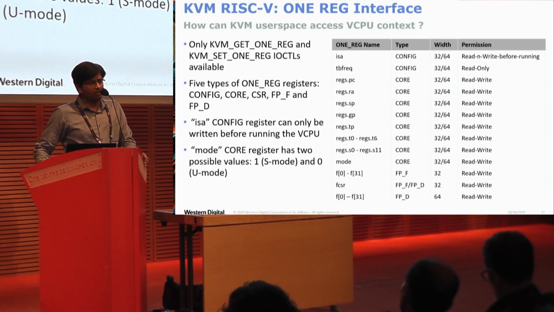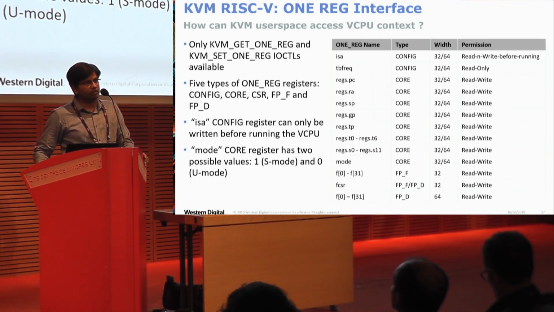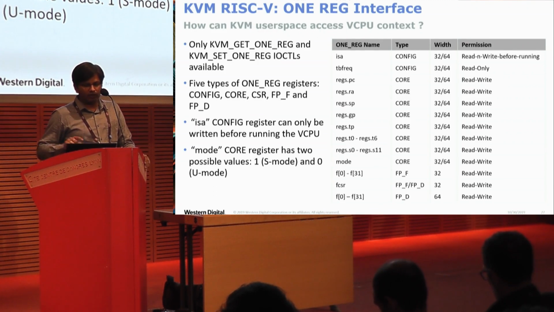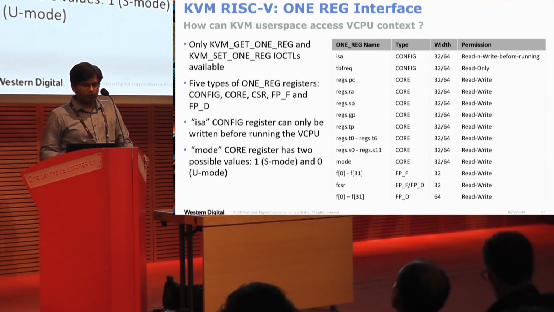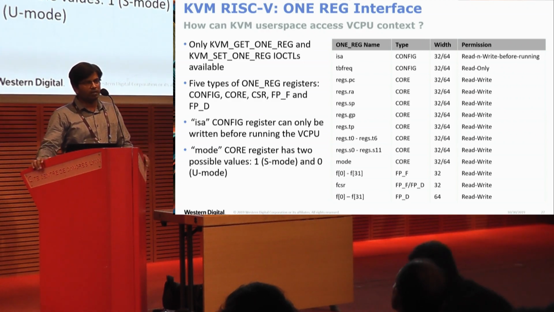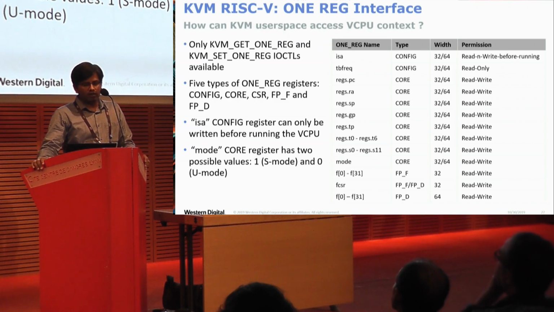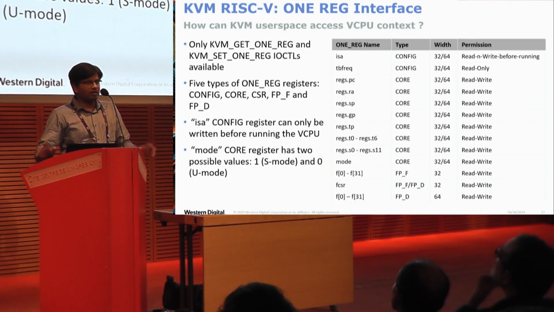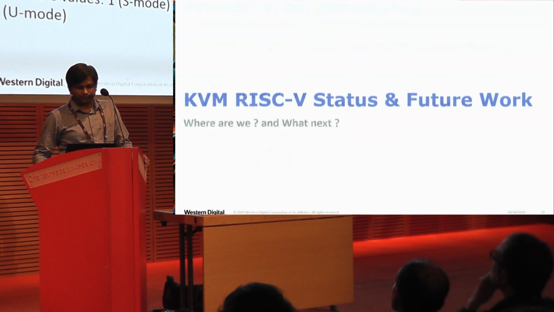And like I mentioned, we are providing the one reg interface to user space for accessing the VCPU context. And we have 5 types of one reg registers: config register, core registers, CSRs, FPF, and FPD. FPF is 32-bit floating point, and FPD is 64-bit floating point. The most important one is the ISA config register, which tells the capabilities of the VCPU that we are providing to the VM, and this can only be written before running the VCPU. We cannot update it after the VCPU is already running.